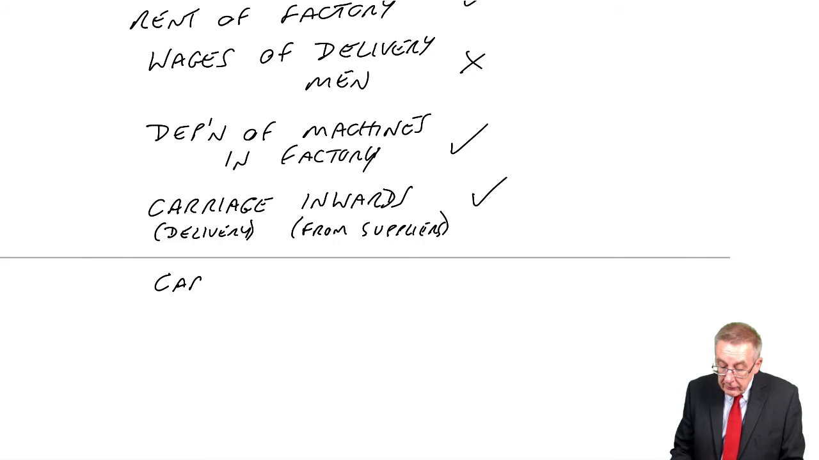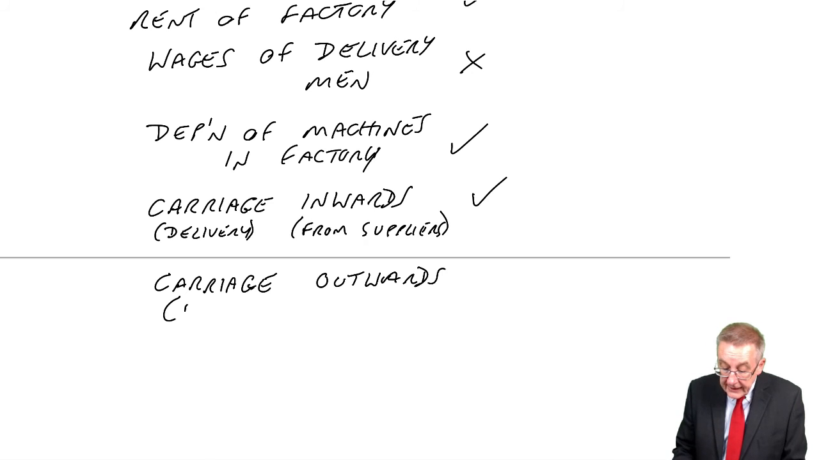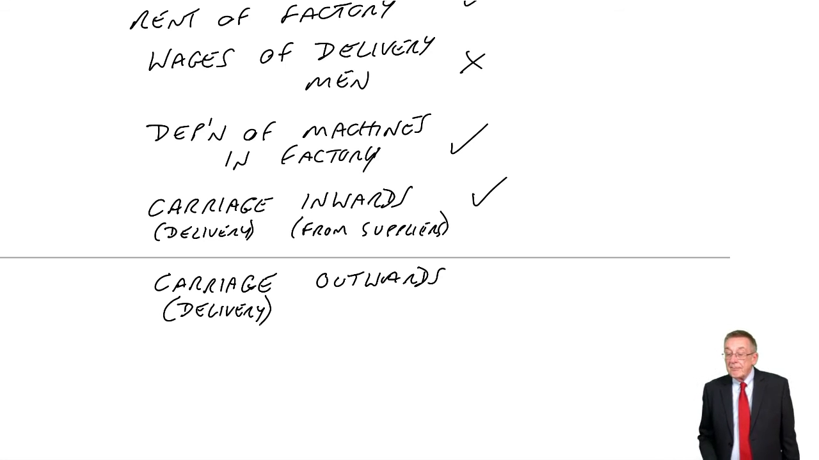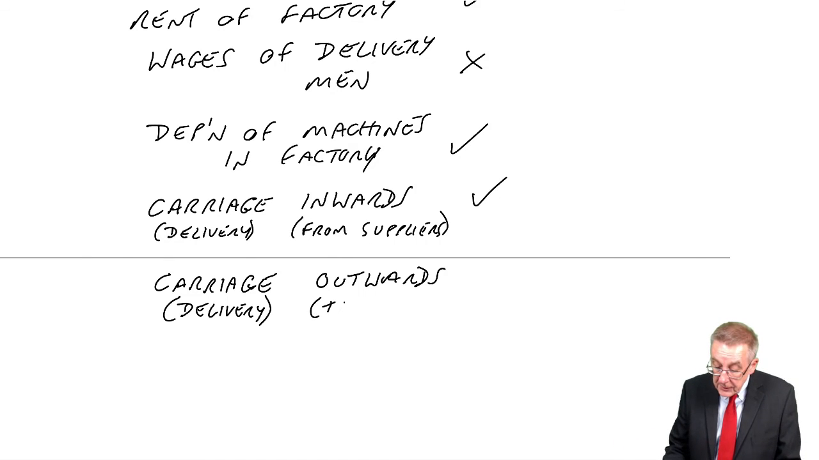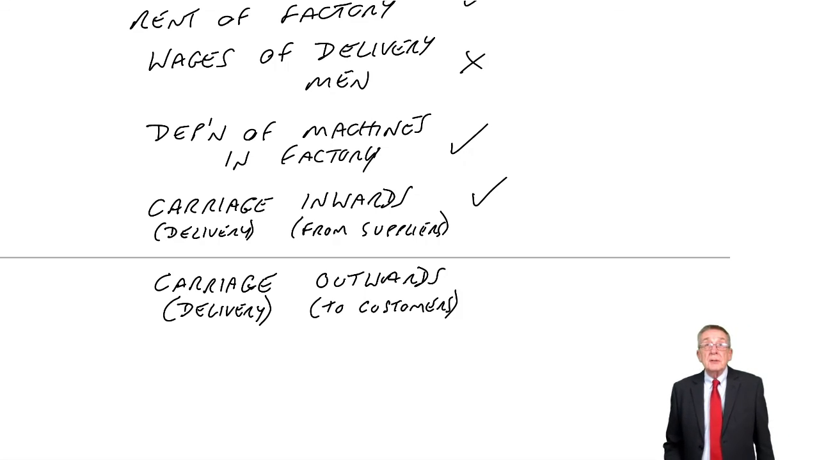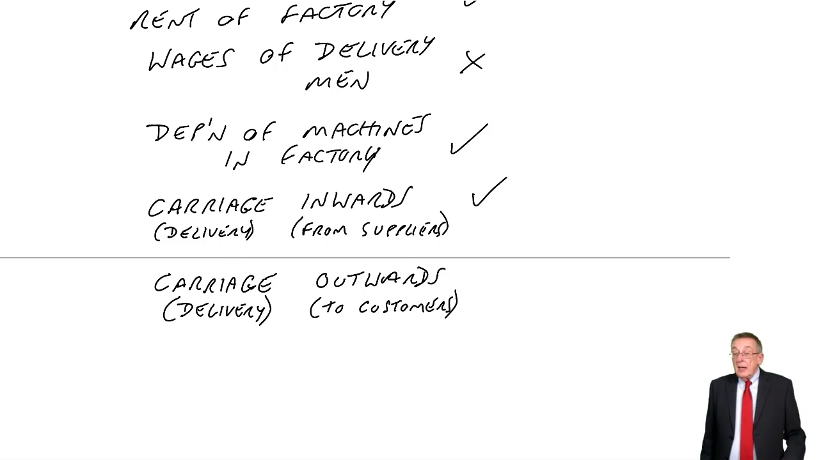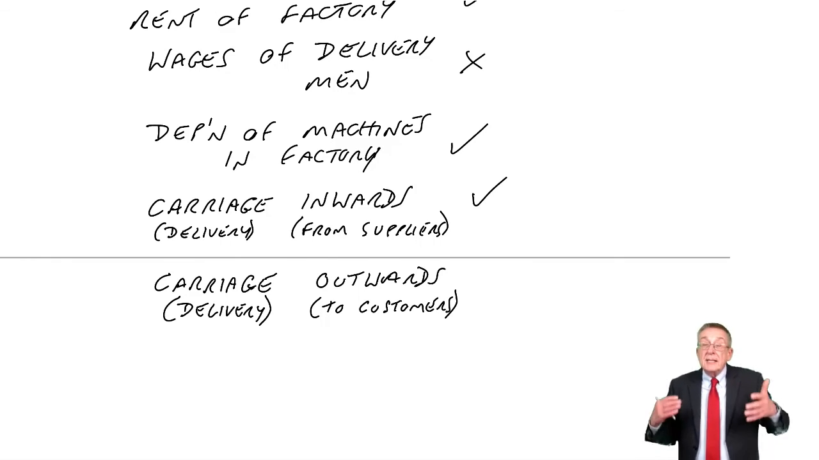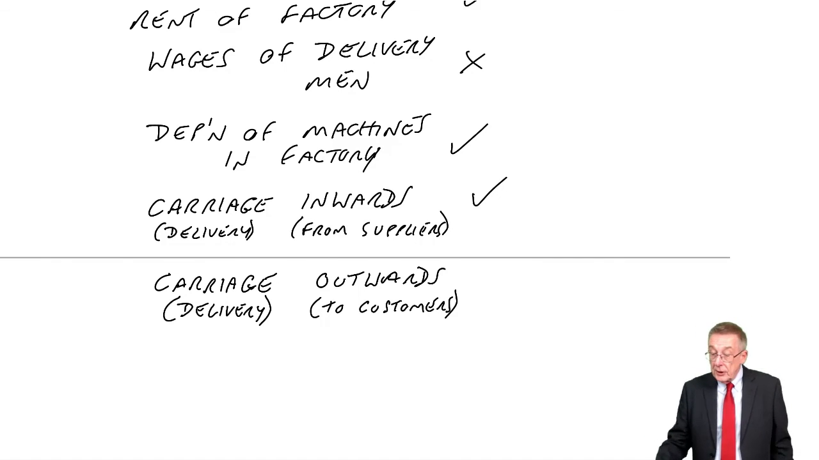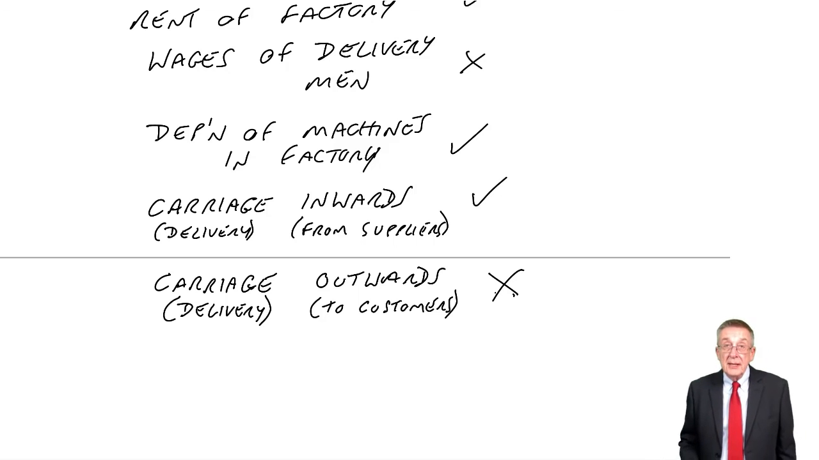And finally, carriage outwards. Well, again, it's delivery. Delivery expenses going out of our building. So why are we delivering out of our building? It's delivery to customers. I think you should be able to tell me effectively, but delivering to customers, it may be an expense for us, but it's not part of the cost of actually making the goods. It would not be included.